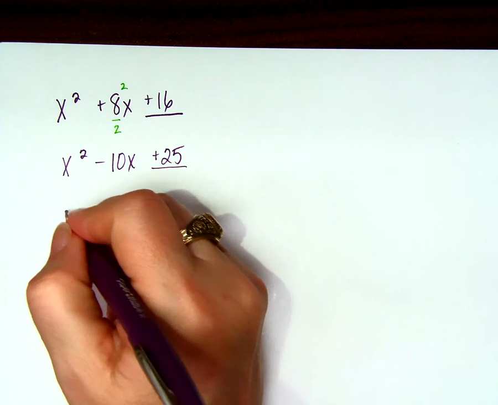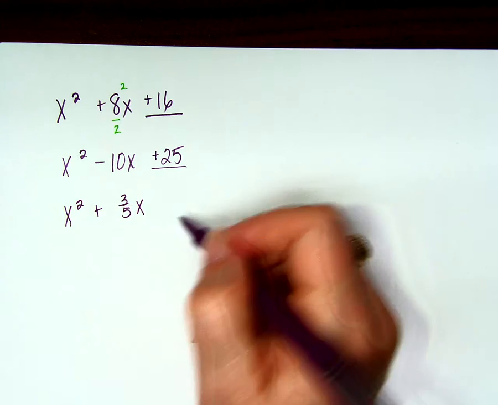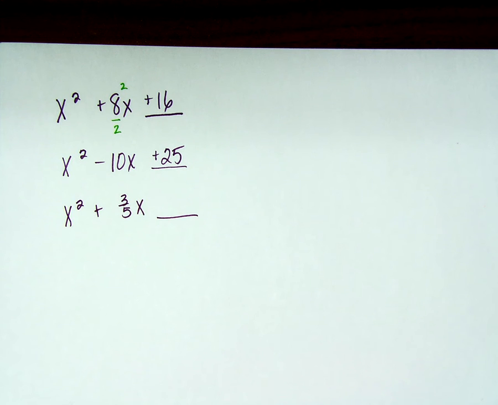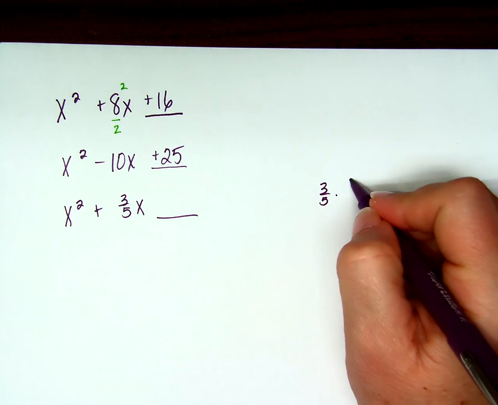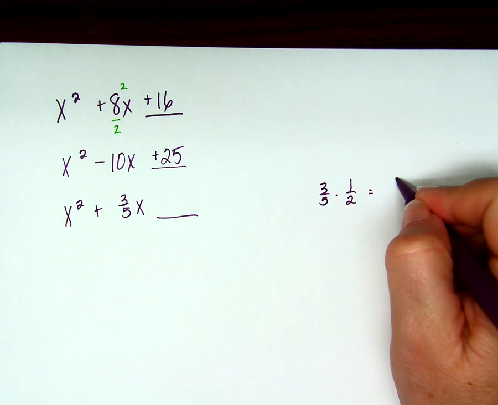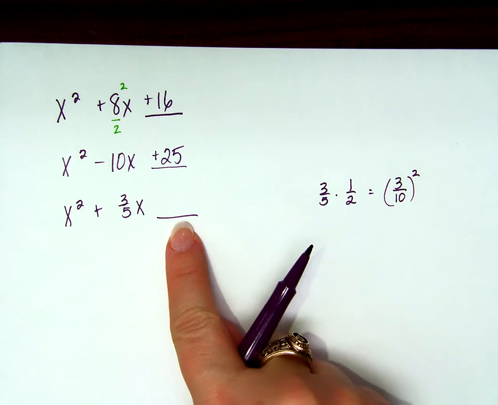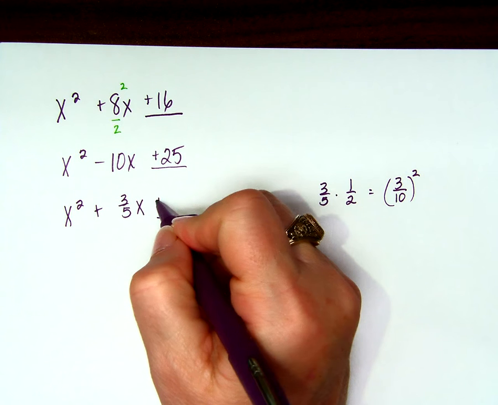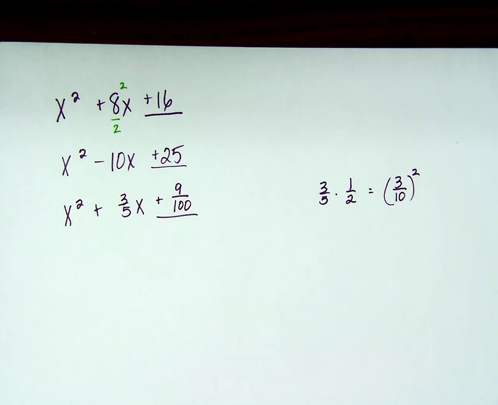Okay? What about this? x squared plus 3/5 x. What number is going to go in the blank? Well, I have to take 3/5 and divide it by 2, but dividing something by 2 is the same thing as multiplying it by a half, right? So if I multiply this by a half, I get 3/10, and then I have to square that to be able to fill it in the blank, right? What is that? 9/100. Okay, remember when we square a fraction, we square the numerator and we square the denominator.